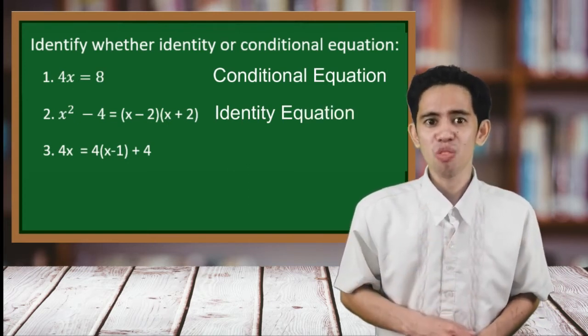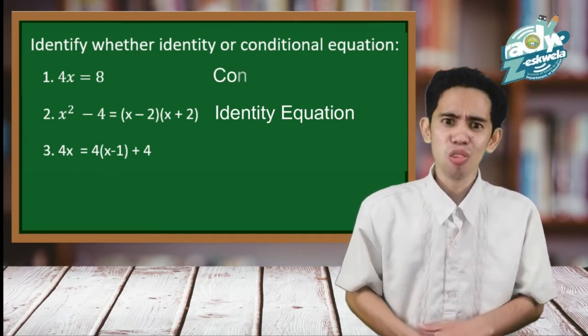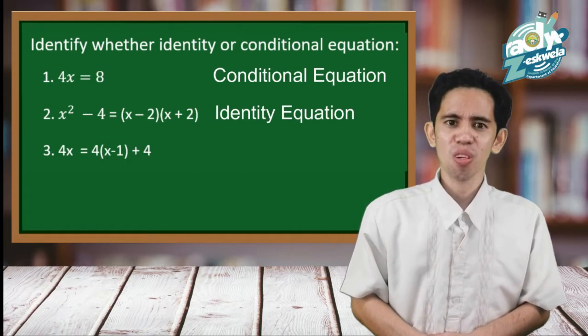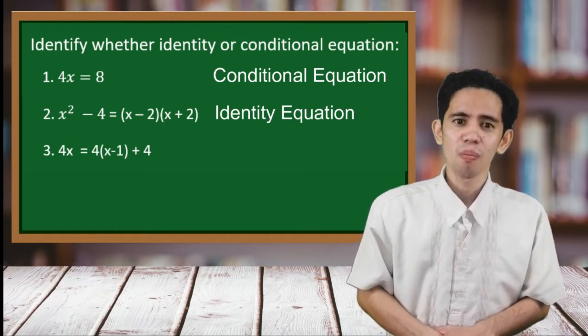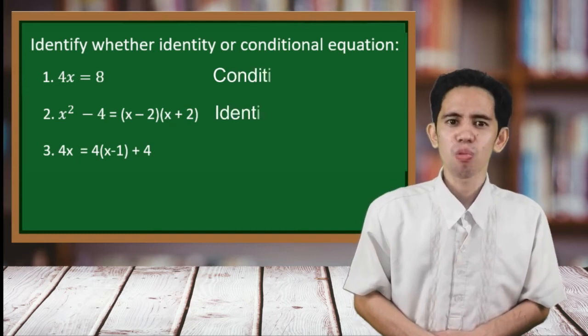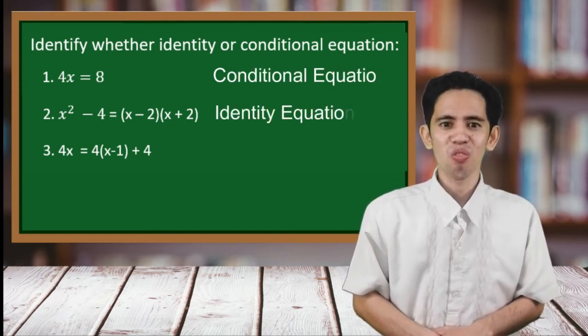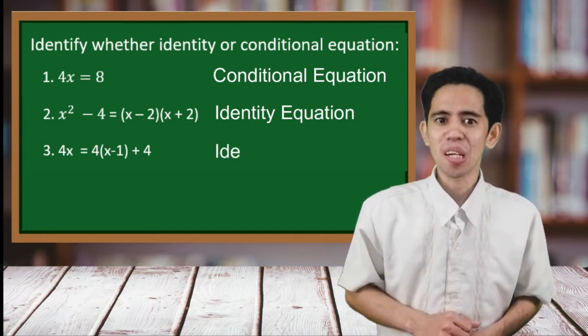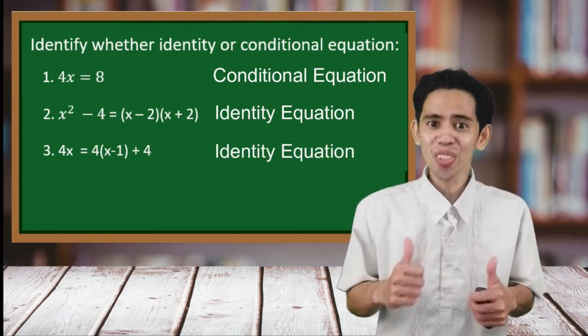Then for the last example, number 3, which is 4x is equal to 4 quantity x minus 1 plus 4. Through simplifying, that is 4x is equal to 4x minus 4 plus 4. And after that, we will come up with 4x is equal to 4x. Therefore, the given problem is an identity. Very good, you're right. We will be right back after this break.